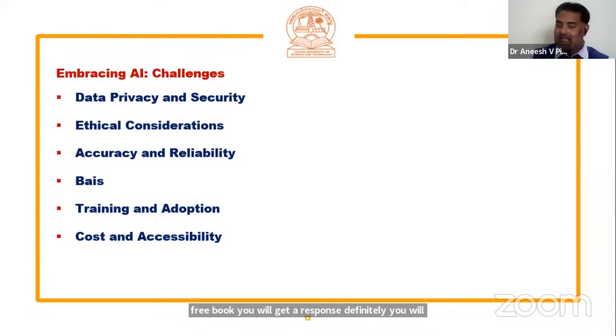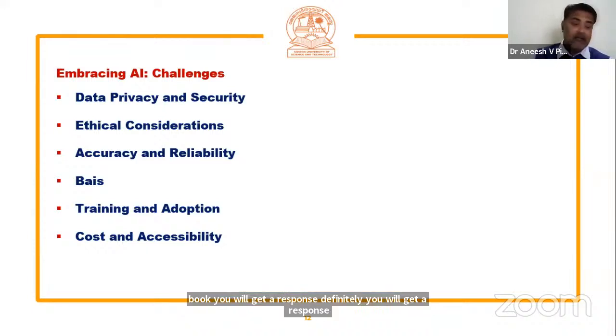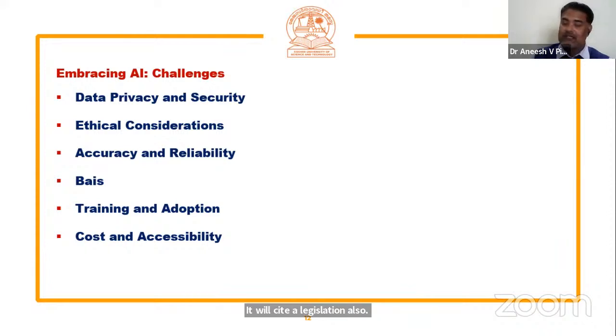And it may cite a legislation also. But in reality, there may not be such legislation or case law. And it may refer to some sections, but that section may not talk about that particular point. So the accuracy and reliability is doubtful. There's a huge threat or danger in relying on the contents generated by AI. It may be correct, it may not be correct.